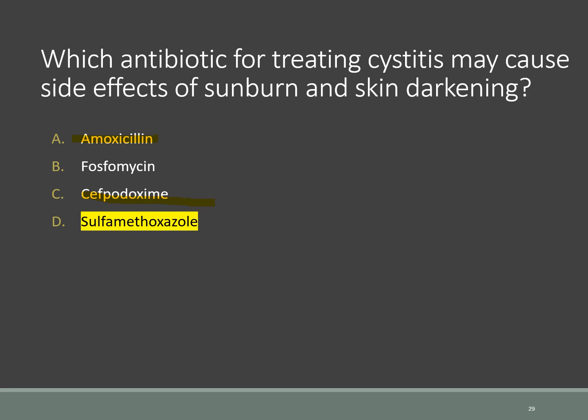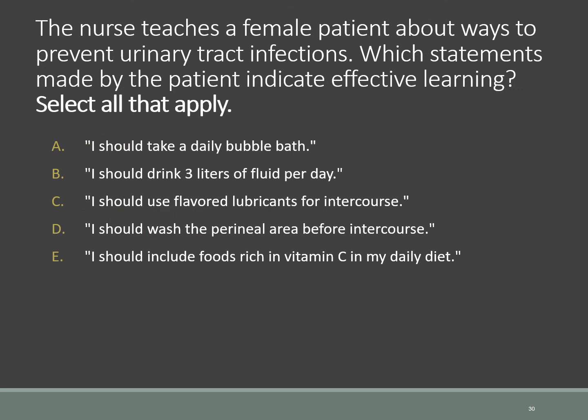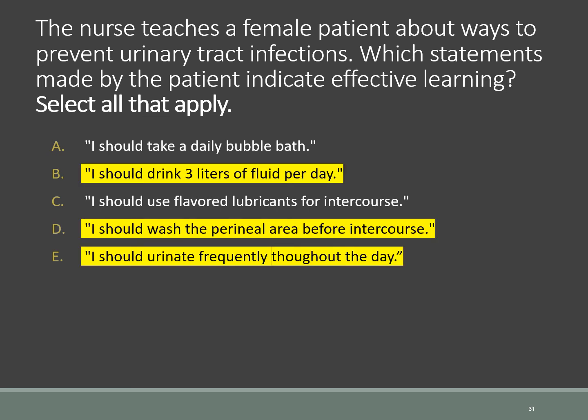Here's your next question. Please pause so you can read it. Okay, I'm going to click forward. And this is your answer. Adequate fluid intake and frequent urination helps flush bacteria from the urinary tract and thereby prevent UTIs. Washing the perineal area before intercourse definitely reduces the presence of bacteria, and bubble baths may irritate the genital area and make it more susceptible to infection. Flavored lubricants may increase irritation and their risk for infection.